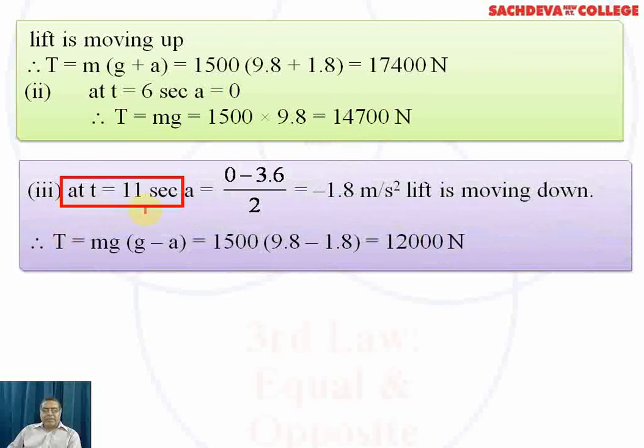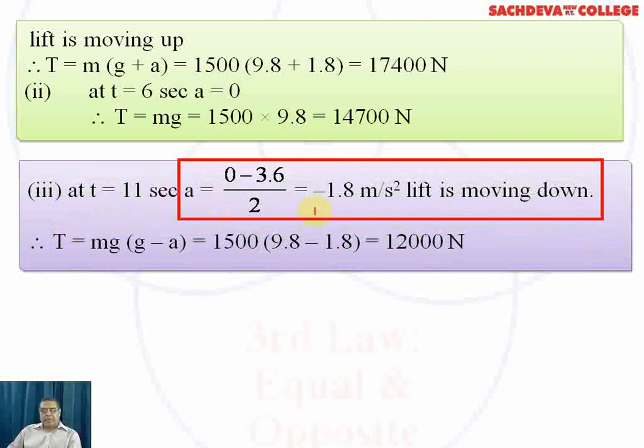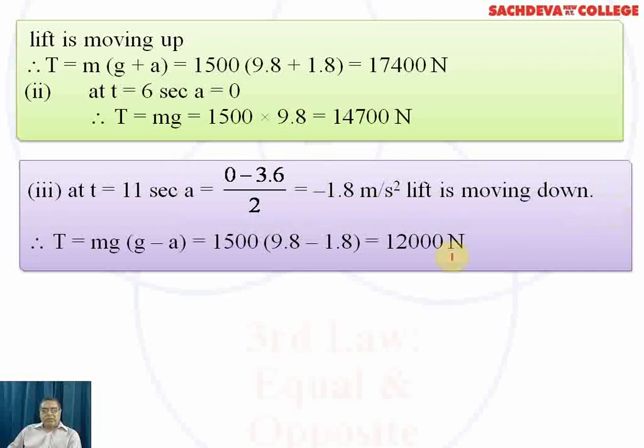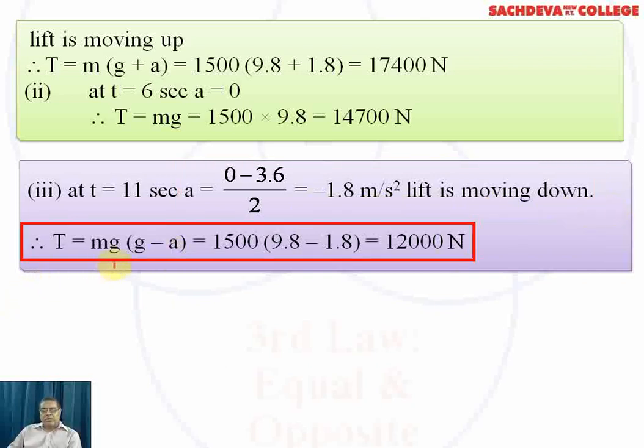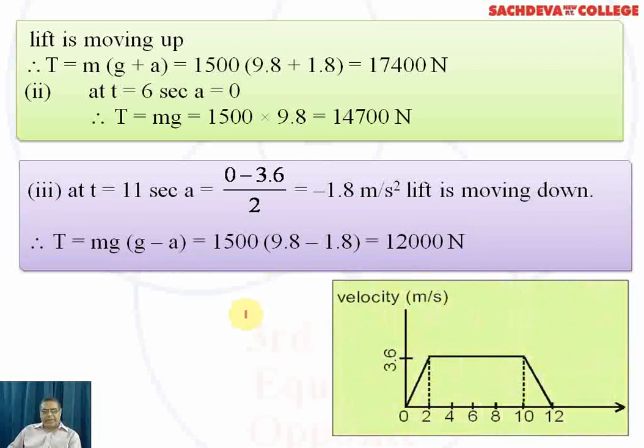At t is equal to 11 seconds, again the same calculations are carried out, and the value we compute will be 0 minus 3.6 by 2. That is, the formula of acceleration is v minus u over t. So it is negative, that is minus 1.8 meter per second square, as the lift is moving down. So we use the formula T is equal to m into g minus a. It's not mg, rather it should be m into g minus a. So we put the value, that is 1500 into 9.8 minus 1.8, and this value comes to be 12,000 newtons. The figure is again depicting the third case also.